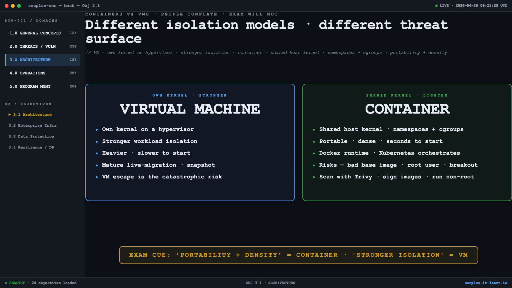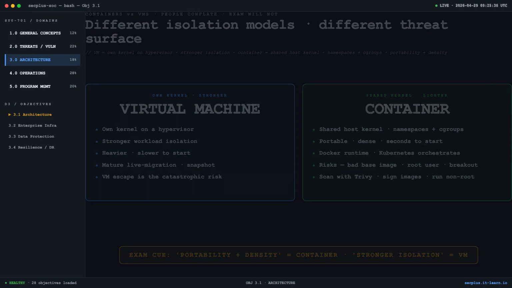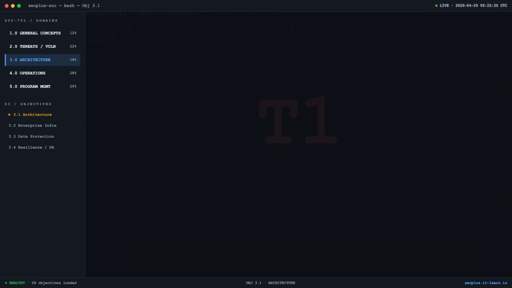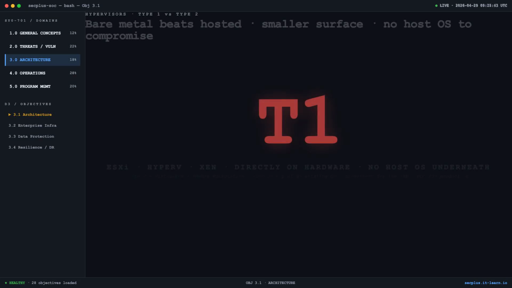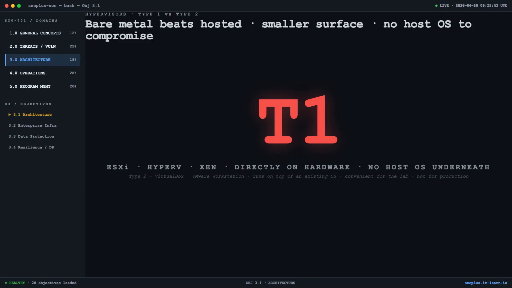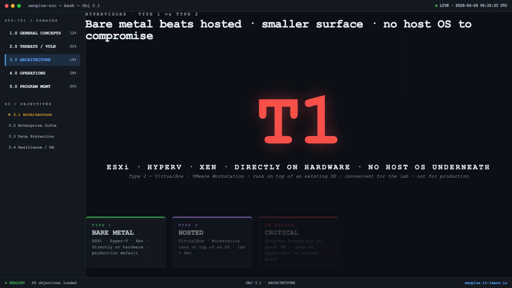Virtualization. Hypervisors come in two types. Type 1 is bare metal, VMware ESXi, Microsoft Hyper-V, Xen, running directly on hardware with no host OS underneath. Type 2, VirtualBox, VMware Workstation, runs on top of an existing operating system. Type 1 is more secure, smaller attack surface, no host OS to compromise. The catastrophic risk on either type is VM escape. An attacker breaks out of a guest VM and lands on the hypervisor or another guest. Critical, high severity, rare but devastating.